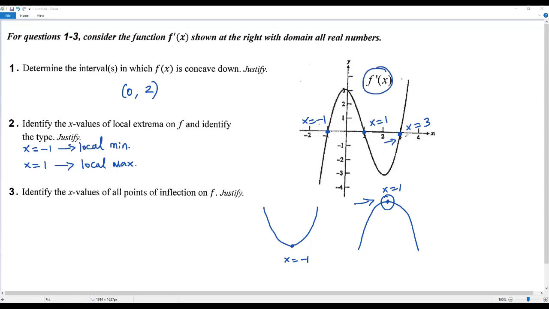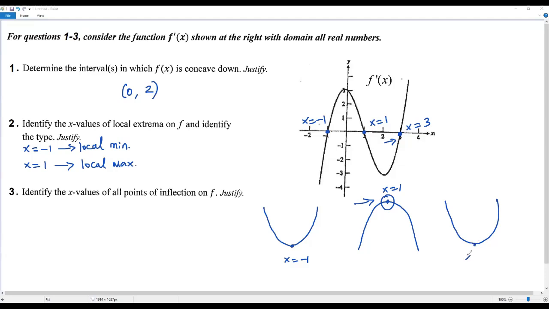Then we must have a falling curve on the left side of x equals 3. On the right side of x equals 3, we have the graph of f prime of x above the x-axis, so it's positive. When f prime of x is positive, the slope is positive, so we must have a rising curve. Let me write this over here.